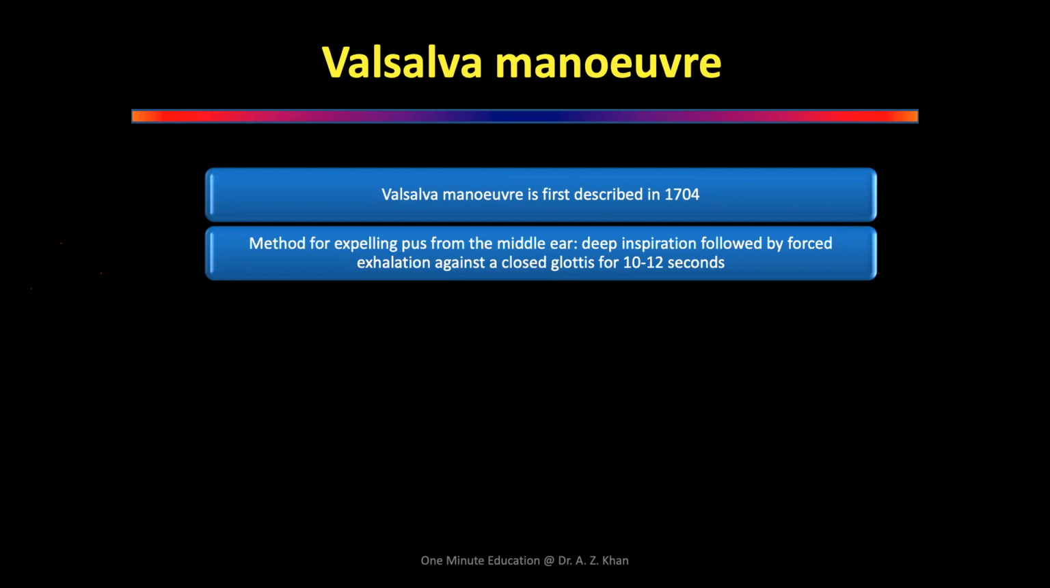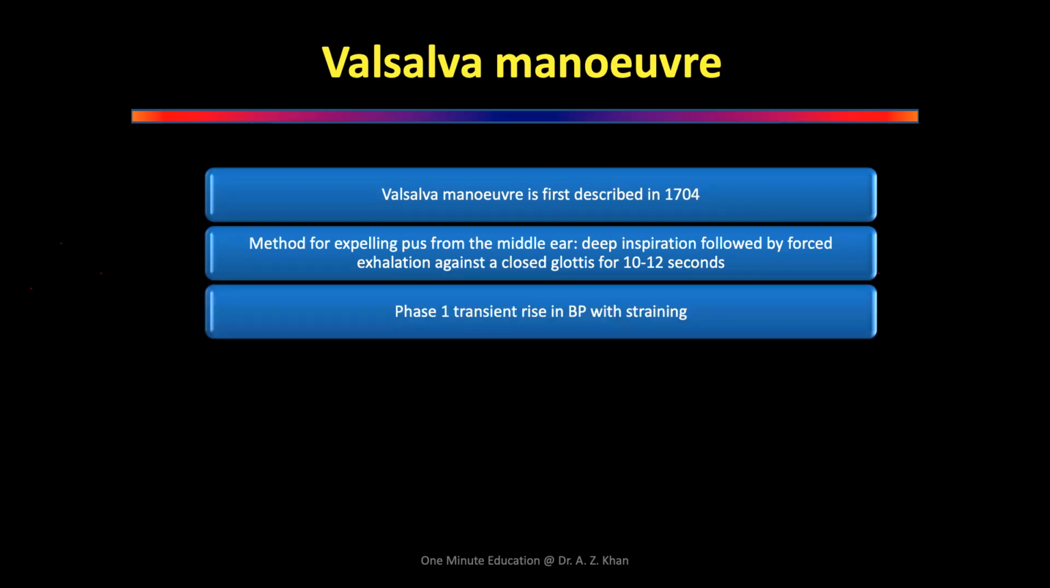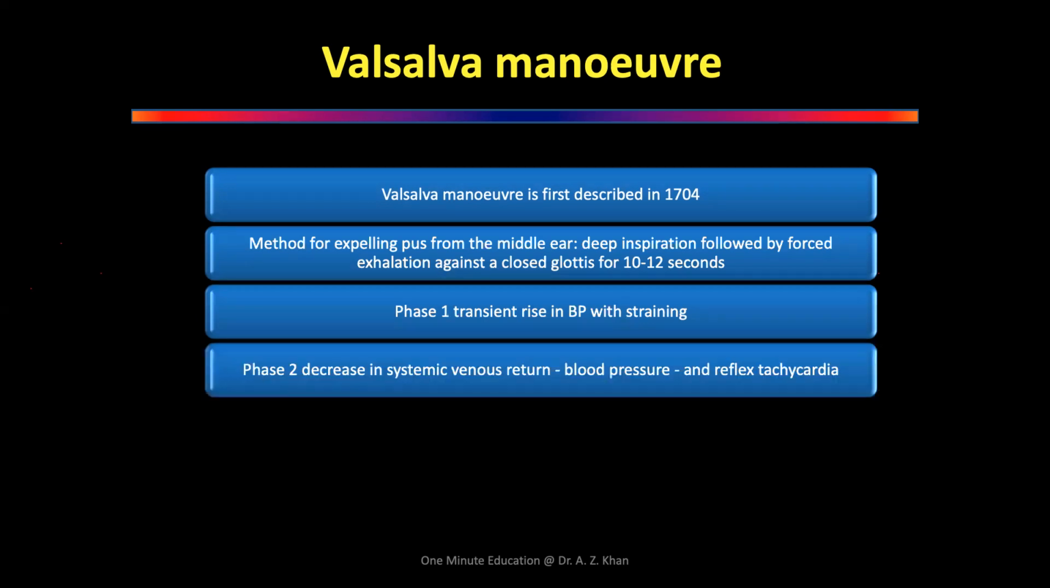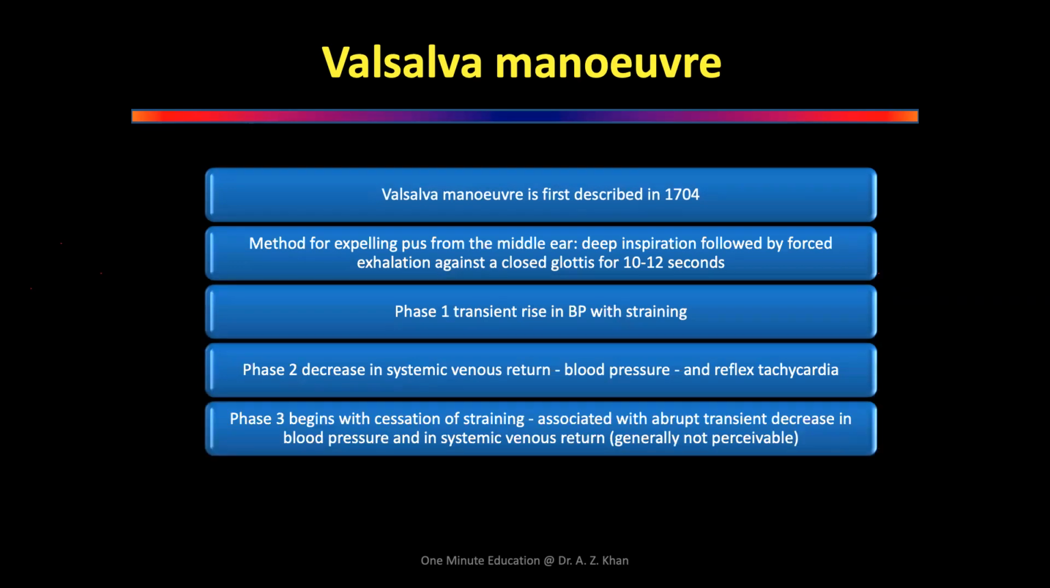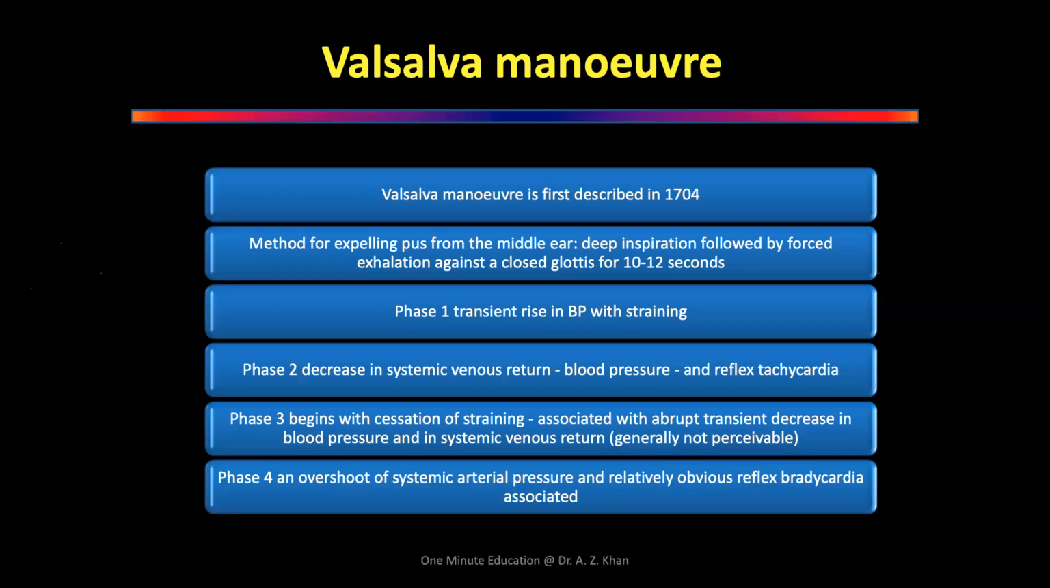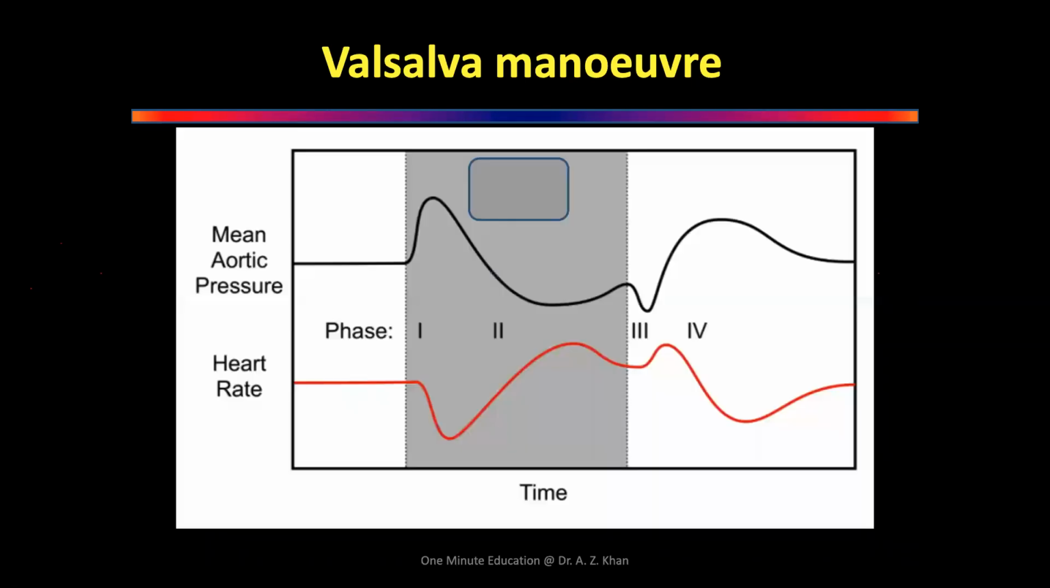There are 4 phases to Valsalva's maneuver. The first phase is a transient rise in blood pressure with straining. Phase 2 is decrease in systemic venous return and blood pressure, and reflex tachycardia. Phase 3 begins with cessation of straining, associated with an abrupt transient decrease in the blood pressure and in systemic venous return. And phase 4 is an overshoot of the systemic arterial pressure and relatively obvious reflex bradycardia that is associated. So I'm going to go back and show you these tracings.